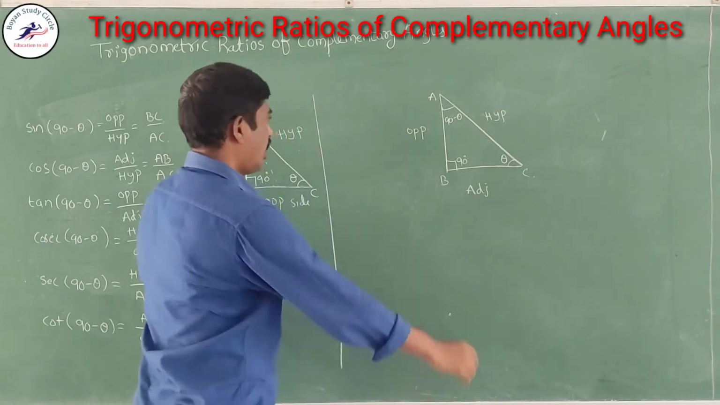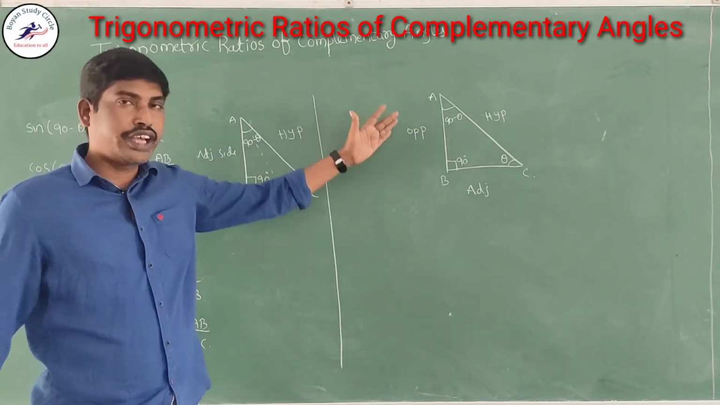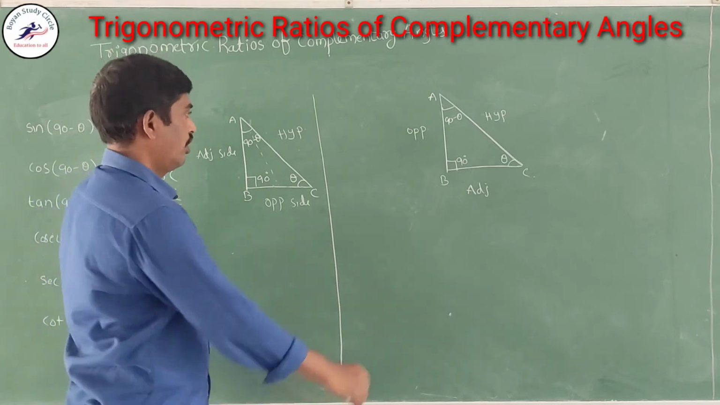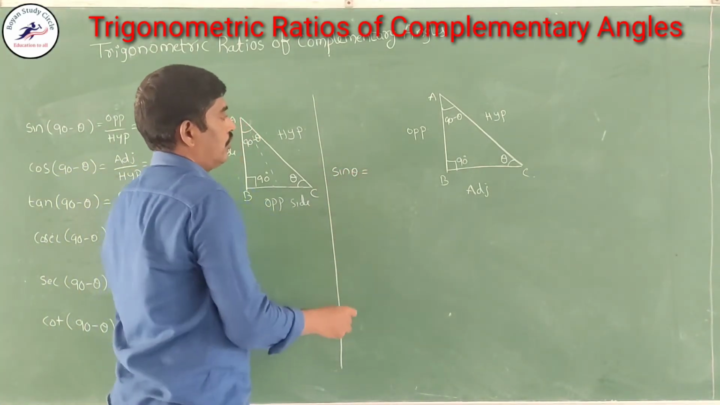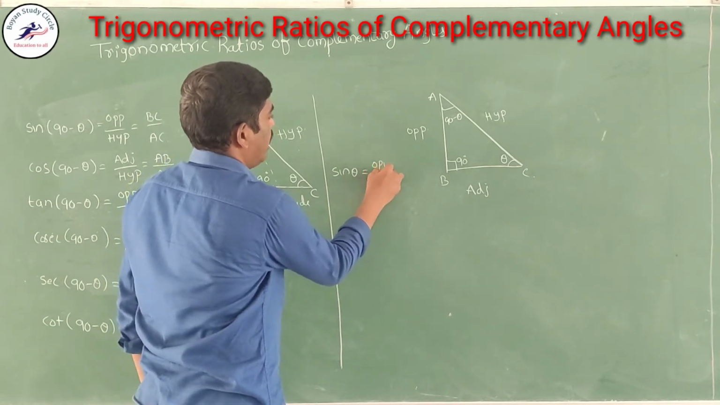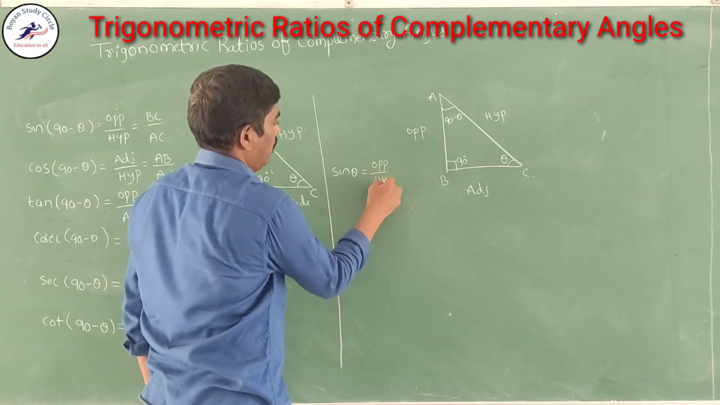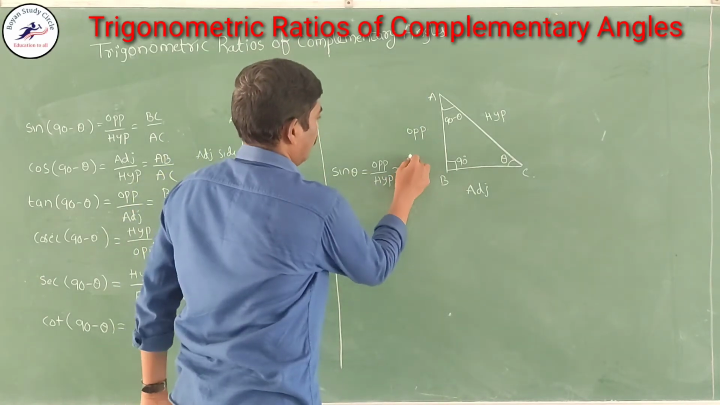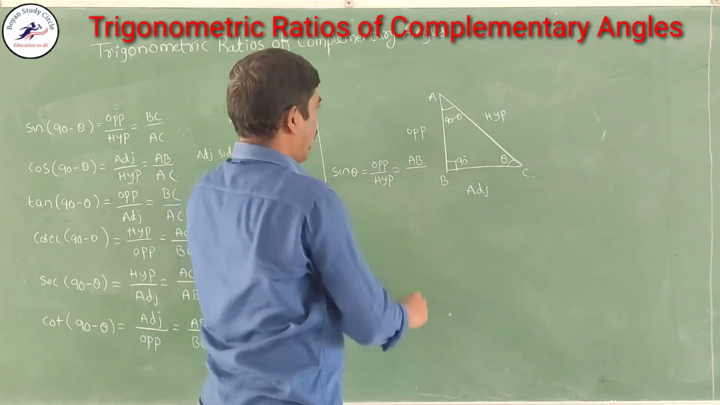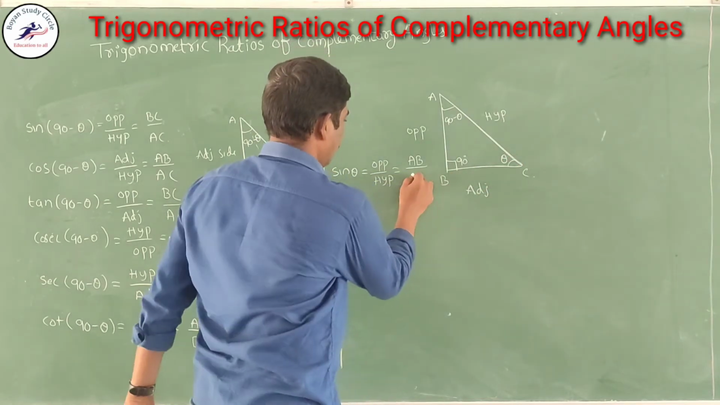Okay. So now we are going to find all the ratios once again. Sine ratio, sine theta, is equal to opposite side by hypotenuse. What is opposite? Opposite side is AB, and the hypotenuse is AC.